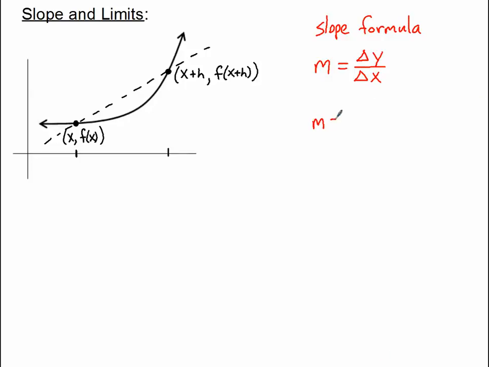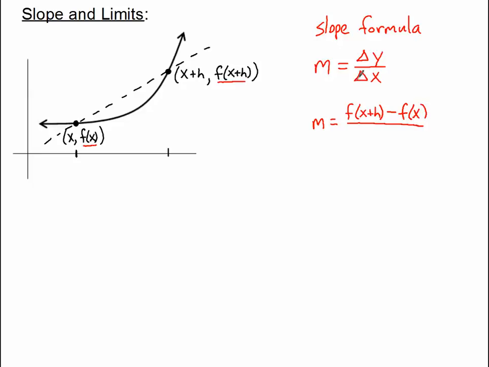So our slope is going to be, we're going to take the y-coordinates and subtract them. So here's one y-coordinate and here's the other y-coordinate. Let's subtract bigger minus smaller. So f of x plus h, this first y-coordinate, minus, subtracting this y-coordinate, f of x.